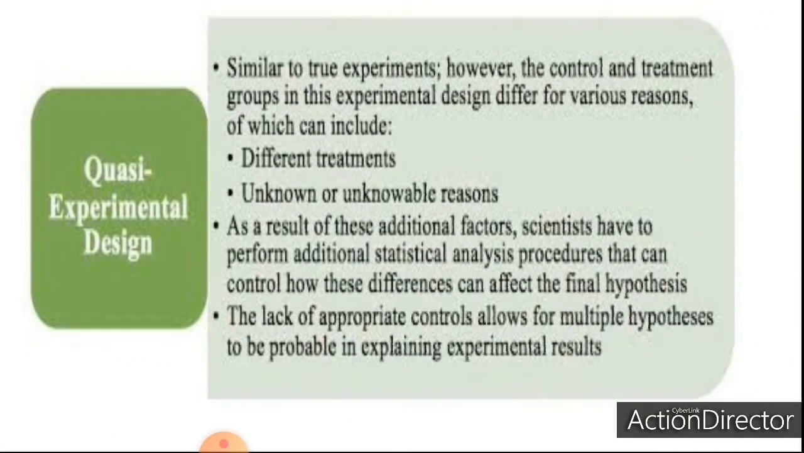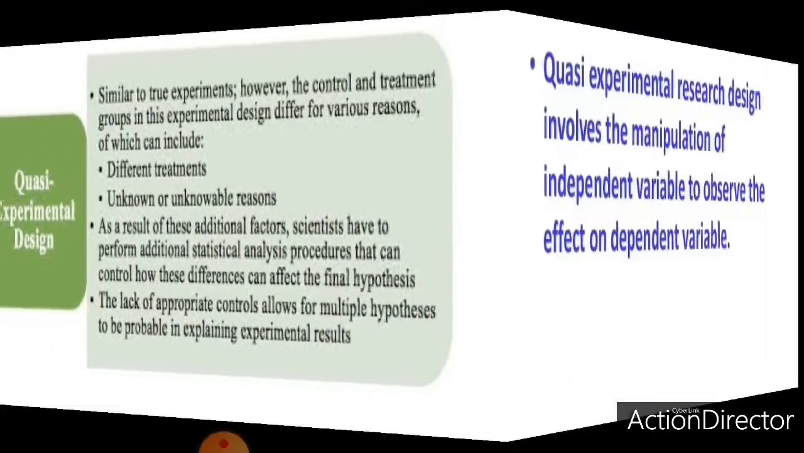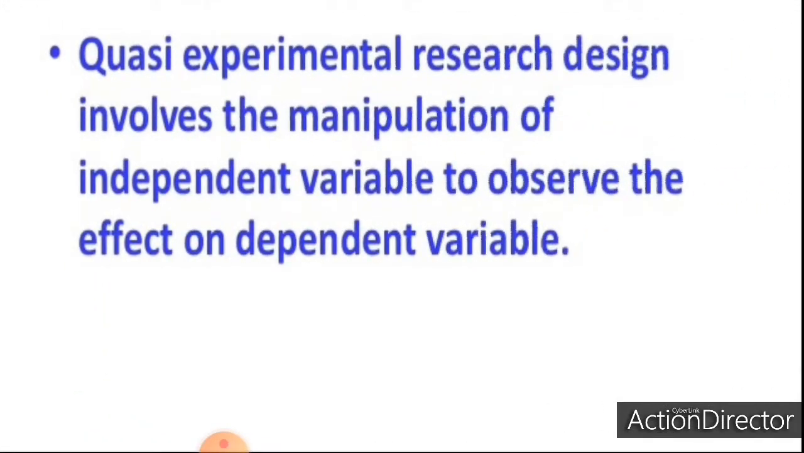Quasi-experimental research design is similar to true experimental research design. In this design also, researchers select a control group and an experimental group for making the study. But the selection of these groups is not based on randomization. This is the main difference between true experimental design and quasi-experimental research design. So, a quasi-experimental research design involves the manipulation of the independent variable to observe the effect on the dependent variable.